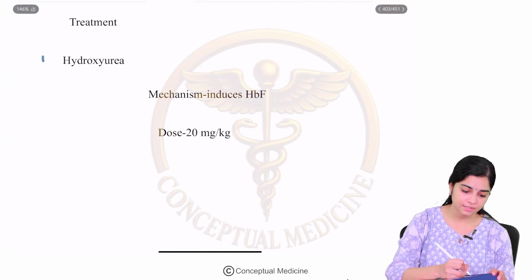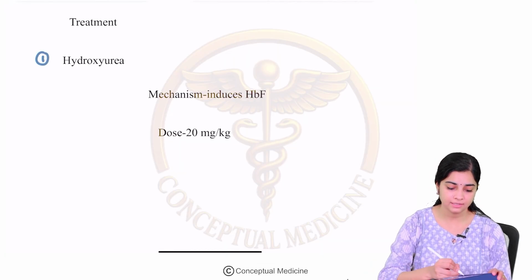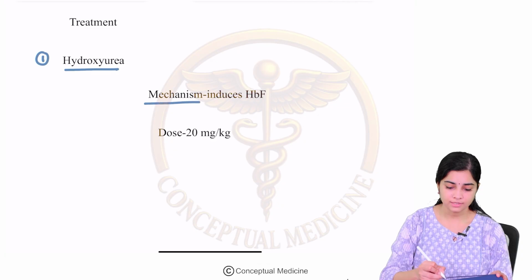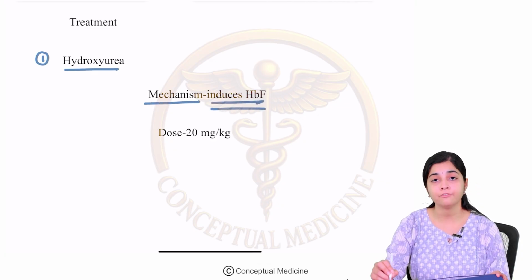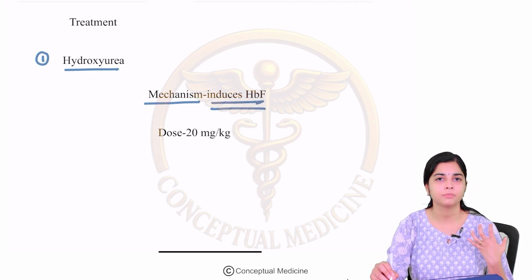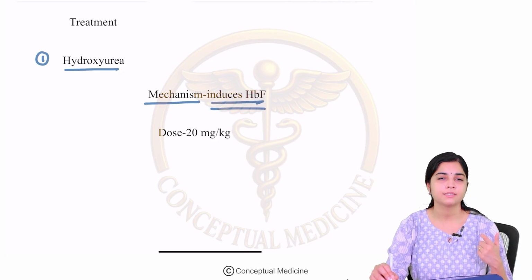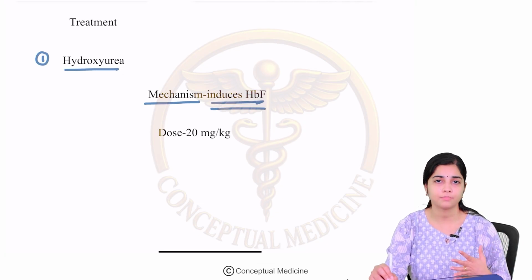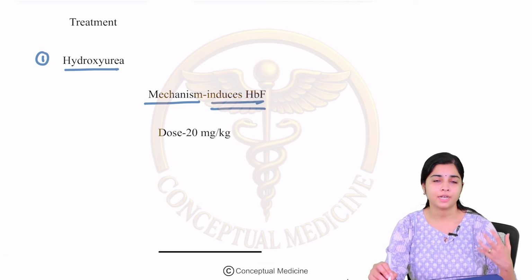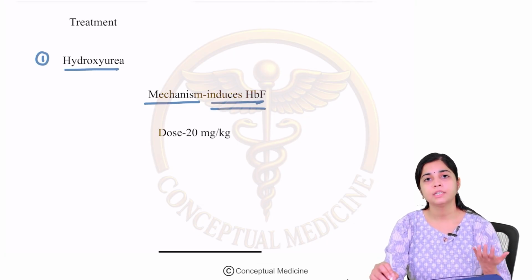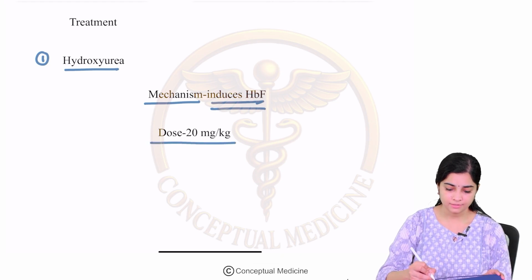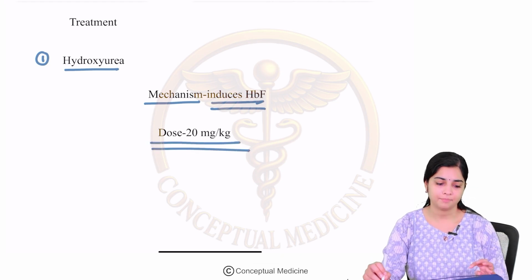The first drug used in the management of sickle cell anemia is hydroxyurea. Hydroxyurea is basically a hemoglobin F inducer, a fetal hemoglobin inducer. We know that in sickle cell anemia, there is some amount of fetal hemoglobin showing up in your hemoglobin electrophoresis as a compensation. So if you induce fetal hemoglobin, then the number of sickling episodes may come down, right? This is given at a dose of around 20 mg per kilogram.